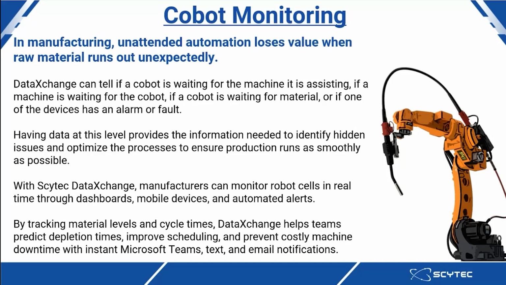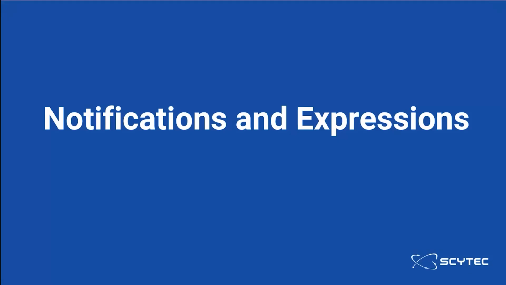With DataXchange, manufacturers can monitor robot cells in real time through dashboards, mobile devices, and also receive automated alerts. By tracking material levels and cycle time, DataXchange helps teams predict depletion times, improve scheduling, and prevent costly machine downtime with instant Microsoft Teams, text, and email notifications.